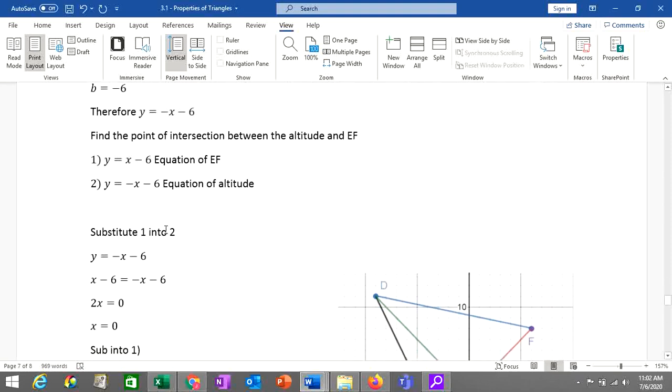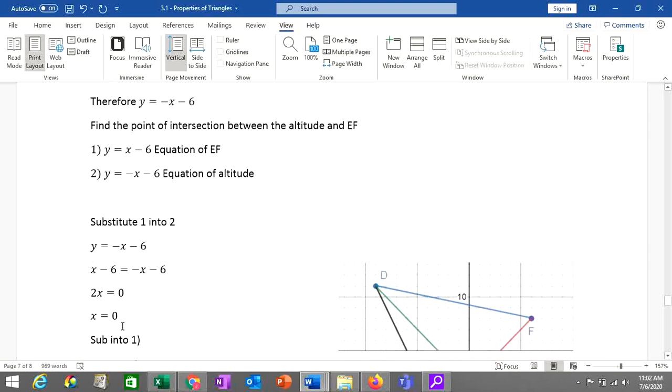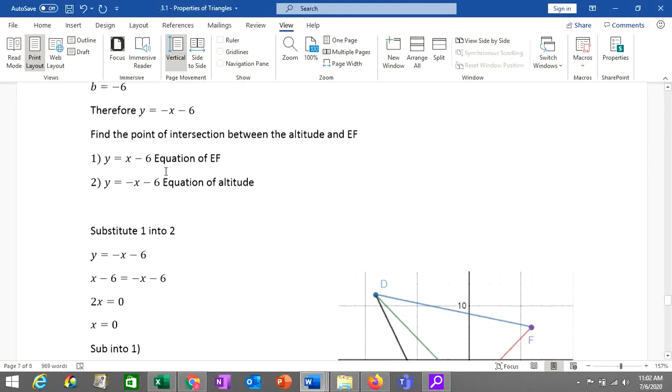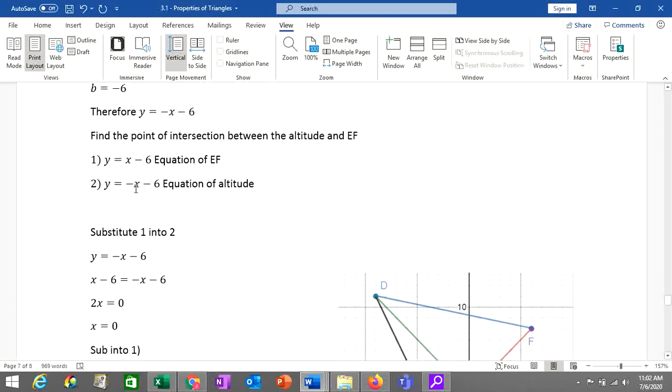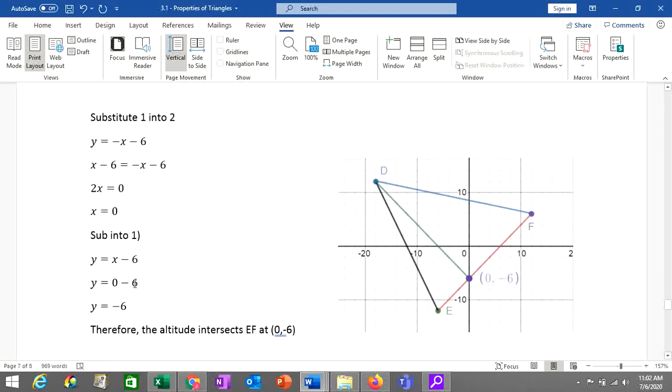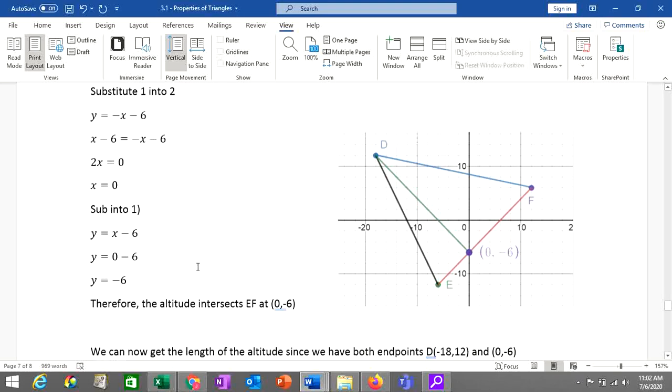So I might just do substitution here because y is already isolated. I'll just take x minus 6 as my y value and put it down here. So I'm going to replace this y with x minus 6, and then I solve and I get x equals 0. I sub 0 into one of these 2 equations, it doesn't matter which one. You'll notice that my y value will be negative 6. So (0, negative 6) is the point of intersection. That is what I was looking for. So this long procedure has now given me the point of intersection that I have here.